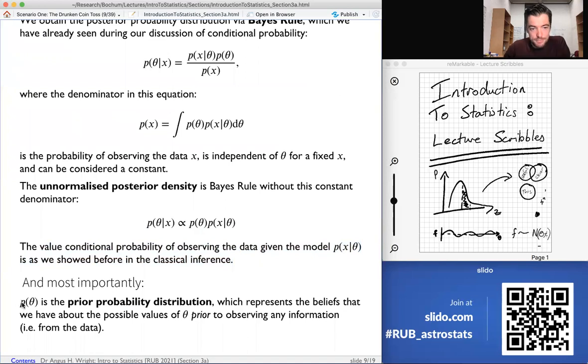Most importantly, this P of theta is what we refer to as the prior probability distribution, or just the prior for short. The prior represents all the previous belief that we have about the possible values of theta prior to observing any data, any information. The prior is the most important part of what we're about to look at, so we'll go through it quite at length.